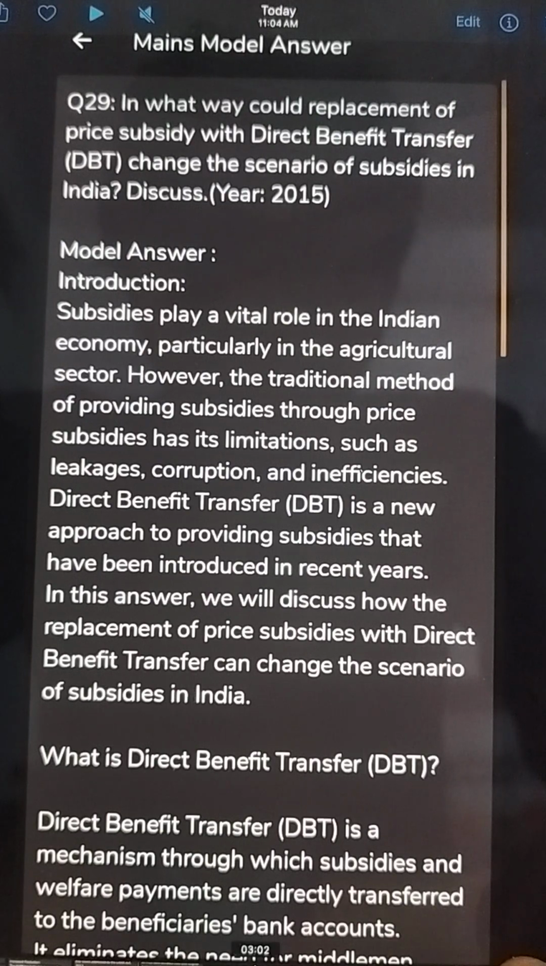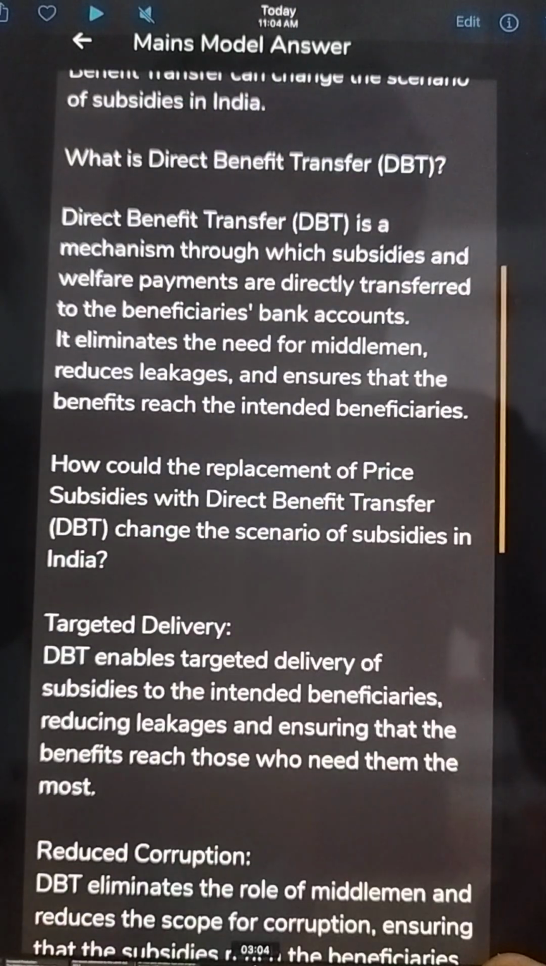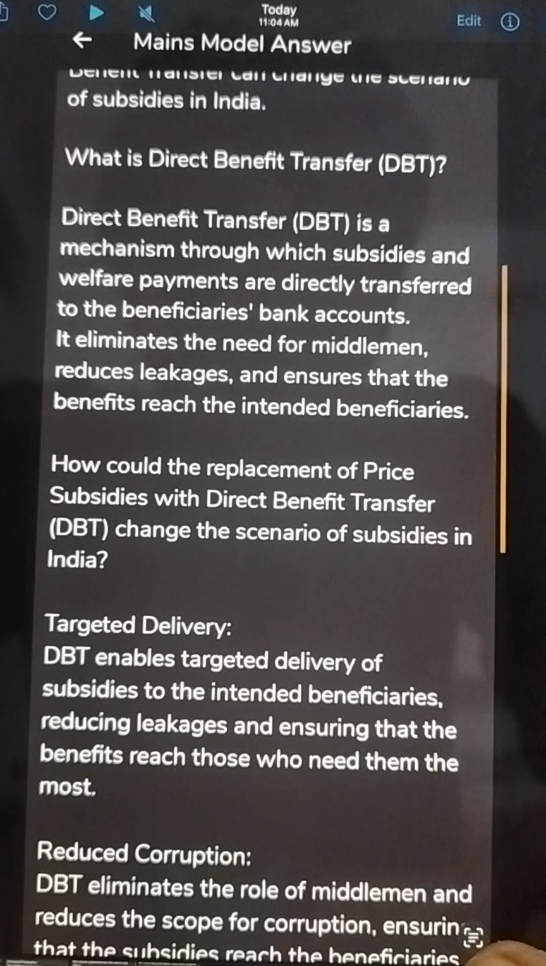What is direct benefit transfer? Direct benefit transfer is a mechanism through which subsidies and welfare payments are directly transferred to the beneficiaries' bank accounts. It eliminates the need for middlemen, reduces leakages, and ensures that the benefits reach the intended beneficiaries. How could the replacement of price subsidies with direct benefit transfer change the scenario of subsidies in India?